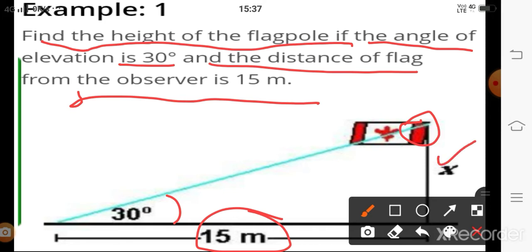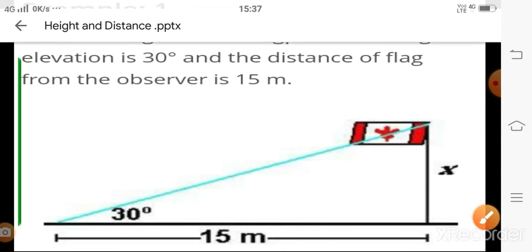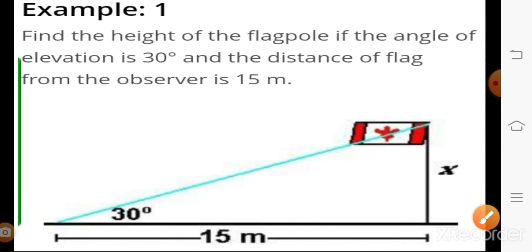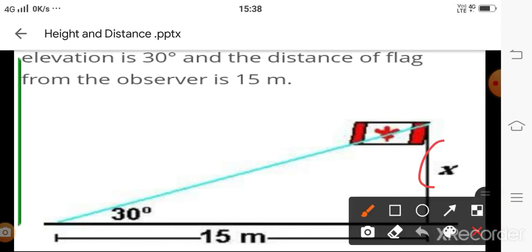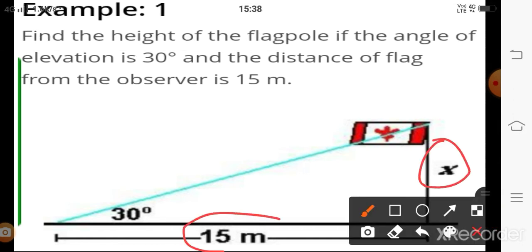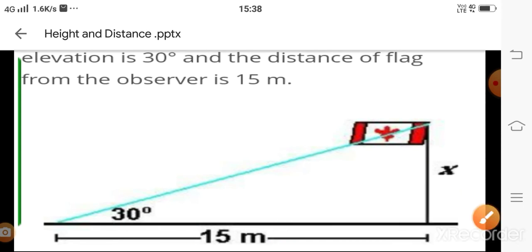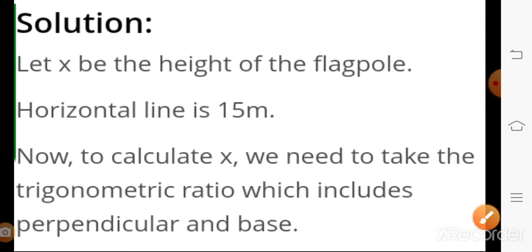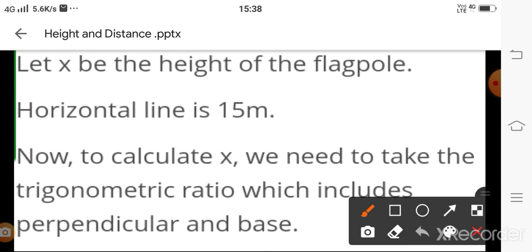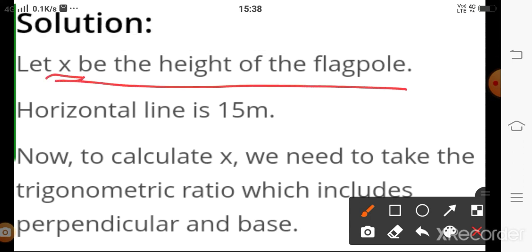Then here I am taking the height as x, and we are getting a right angle triangle. In this right angle triangle, if 30 degrees is given, this is the perpendicular and this is the base, which means we have to use the t ratio tan theta. Then let x be the height of the flagpole.